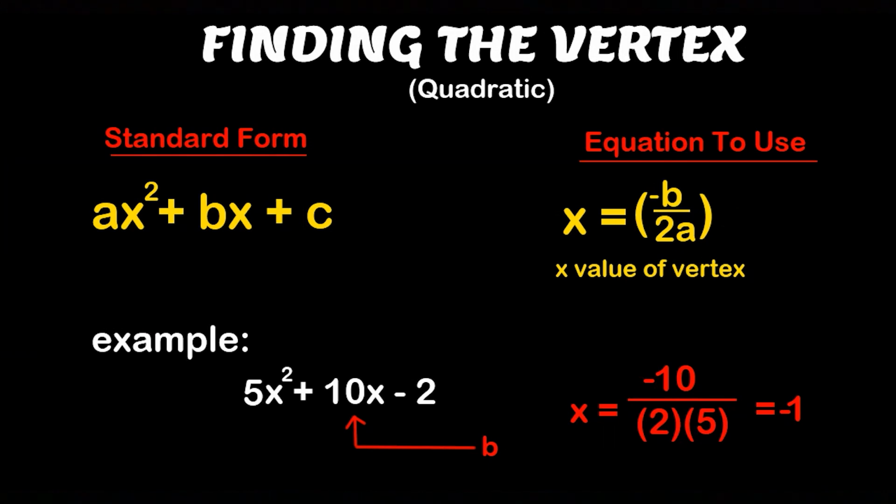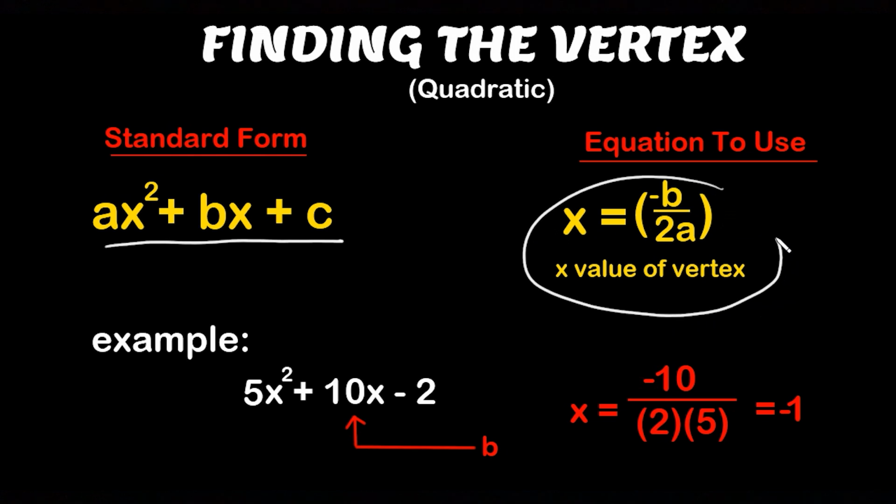Okay, so in this example, we're going to be talking about how to find the vertex if you are in standard form. So you can see that standard form is going to be ax squared plus bx plus c. I wrote that down right here so that we can see. All right, and so once your quadratic is in standard form, you have to use this formula right here in order to find the x value of the vertex, okay?